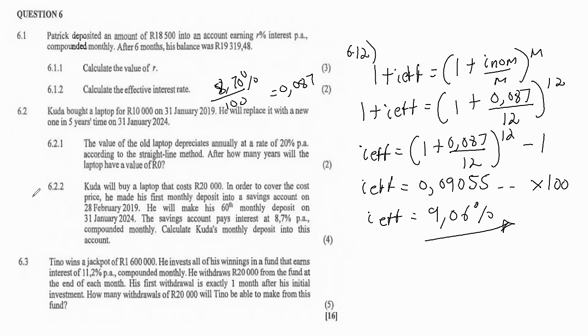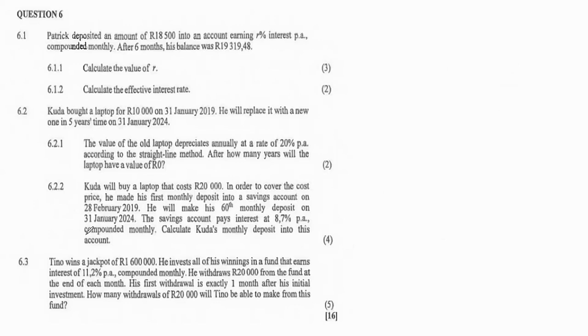Okay, so in 6.2, they say Kuda bought a laptop for 10,000 on 31 January 2019. He will replace it with a new one in 5 years' time on 31 January 2024. Now, 6.2.1 says the value of the old laptop depreciates annually at a rate of 20% per annum according to the straight line method. So again, straight line method, you will remember from your grade 11. And then they say after how many years will the laptop have a value of 0 rand? So after how many years will this laptop have no value at all?